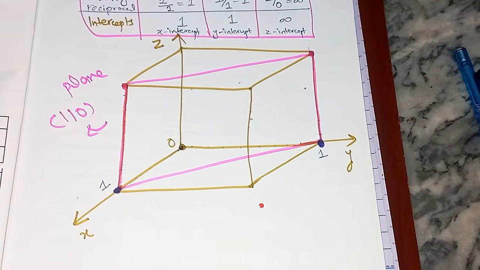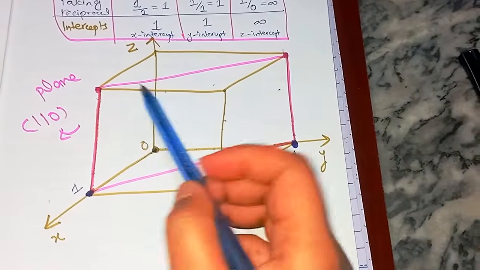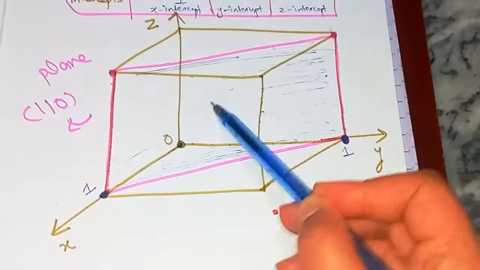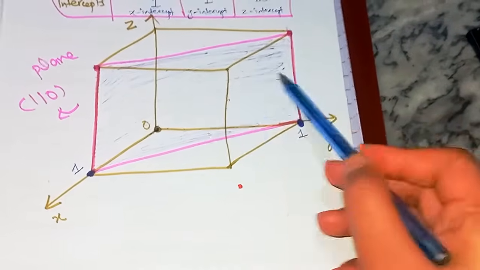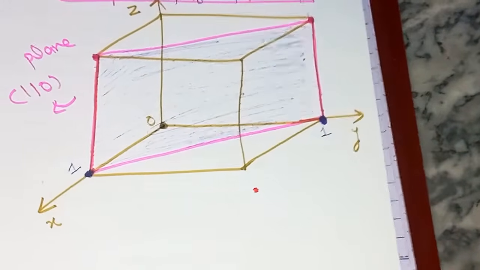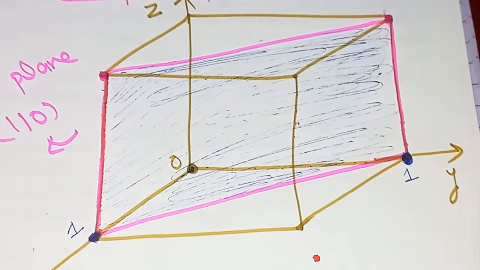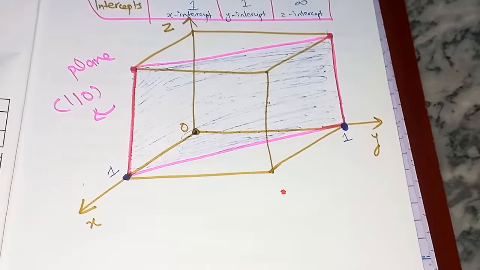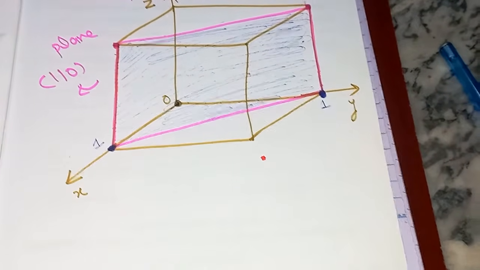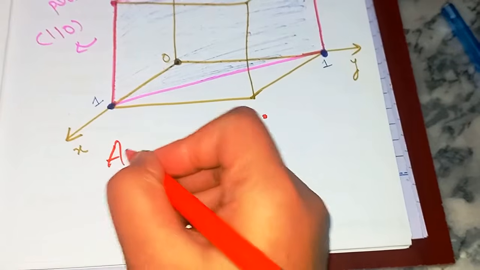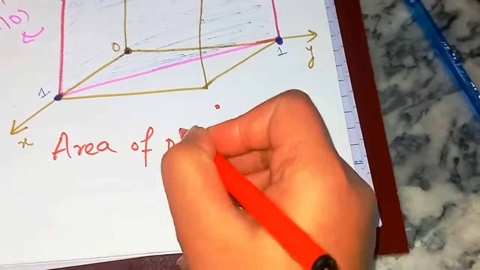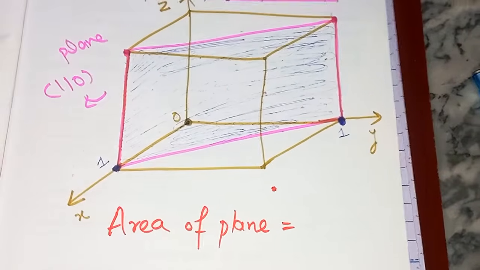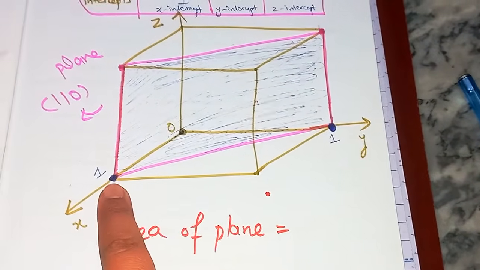All right, so this is the plane, and let me shade it. This is its diagonal plane. Okay, we can see the plane now, and let's calculate the area of this plane, and then we'll calculate the net number of atoms centered on the plane. For that purpose, area of plane. Now this shape is a rectangle.